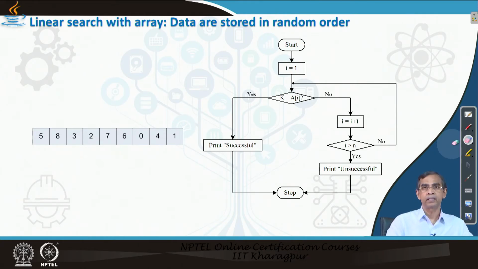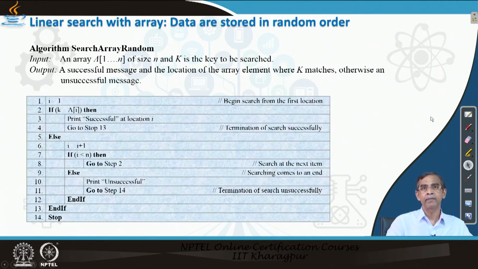So this is the concept of searching with key comparison, where the data is stored in a linear data structure like an array, and the data are stored in random order. Now, we can extend this by writing an algorithm. I have written an algorithm for you. If you follow this algorithm, which is given in this table, it will be easy for you to write the code.